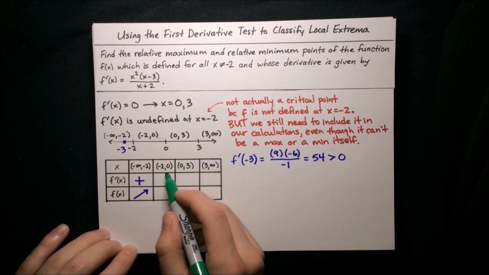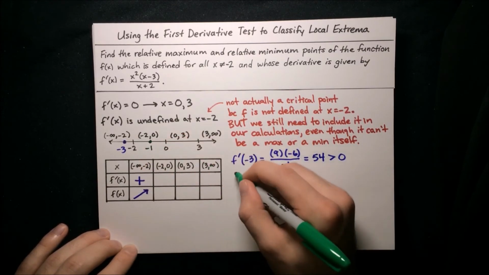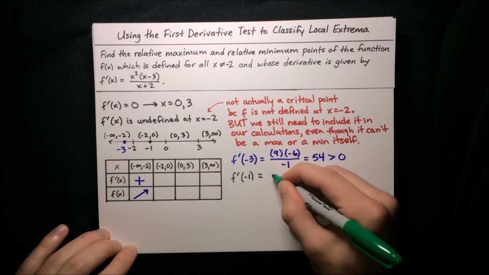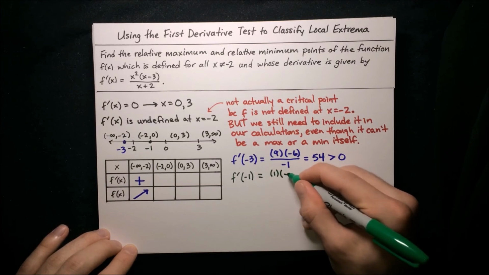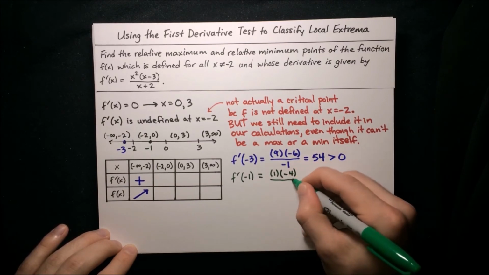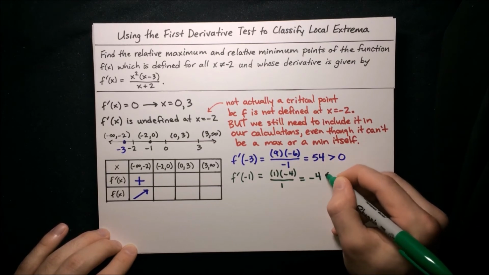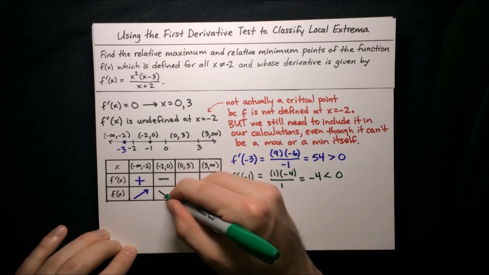On to the next interval. How about a test point of -1? We'll evaluate the derivative. F prime of -1 is equal to -1 squared, which is 1, times -1 minus 3, which is -4, all over -1 plus 2, which is 1. This comes out to -4, and that's less than 0. So derivative is negative, function is decreasing.